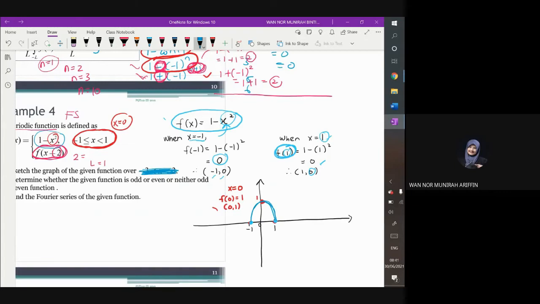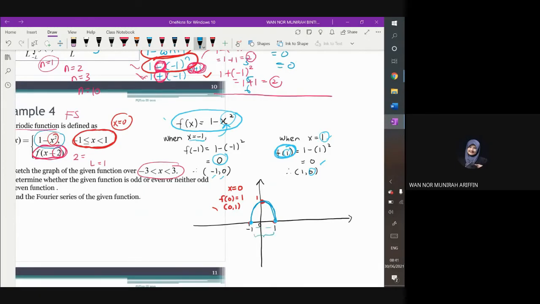But this is only a single function from negative 1 to 1. The question asks me to sketch over the interval negative 3 to 3. Okay, before that, I know that each of the two units, one unit and one unit, repeats.